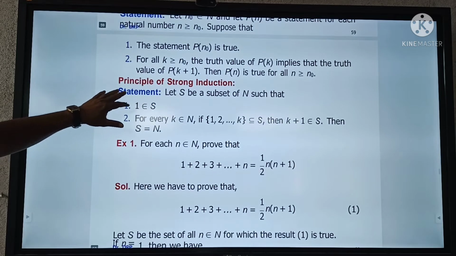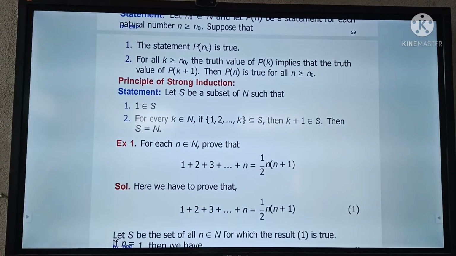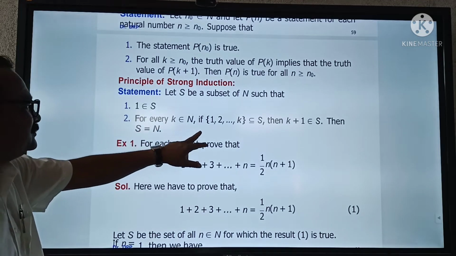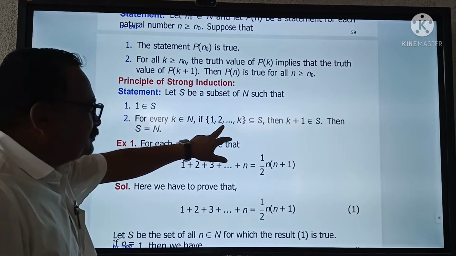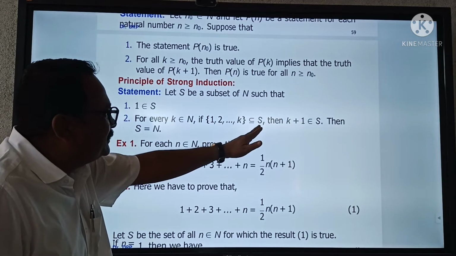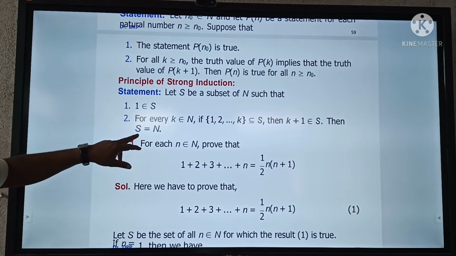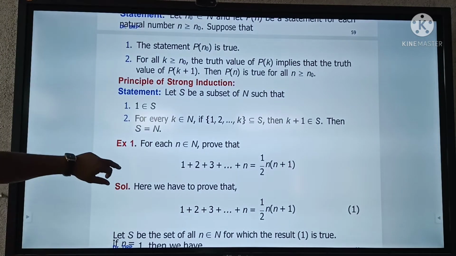Now there is one more principle, strong induction. Let S be a subset of N such that 1 belongs to S, and for every k belongs to N, if 1, 2, 3 up to k belong to S, then k plus 1 belongs to S. Then we say that S is equal to N.